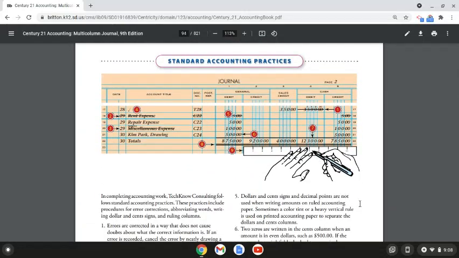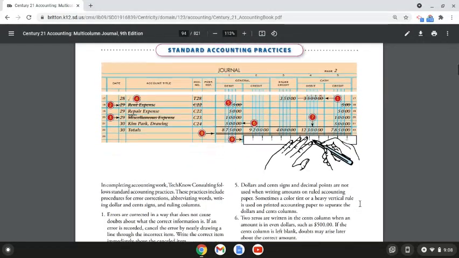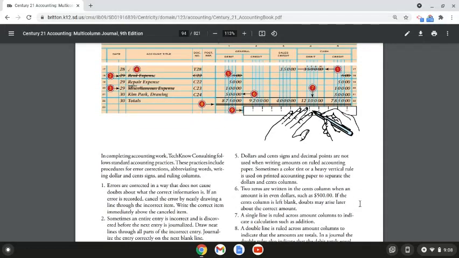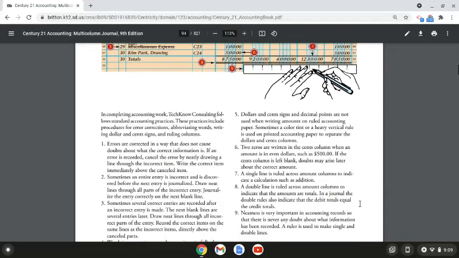And finally, we'll be talking about standard accounting practices. For number 1, this one reads that errors are corrected in a way that does not cause doubts about what the correct information is. If an error is recorded, cancel the error by neatly drawing a line through the incorrect item. Write the correct item immediately above the canceled item.